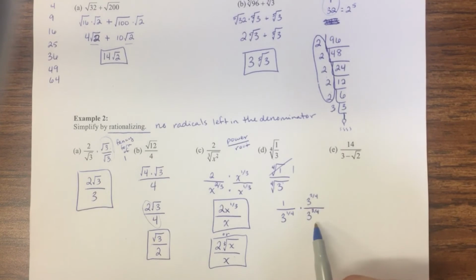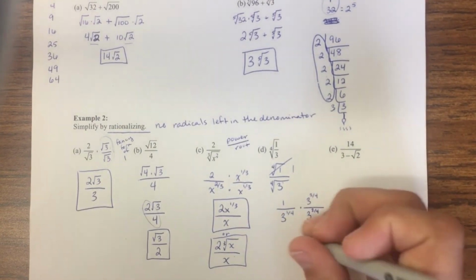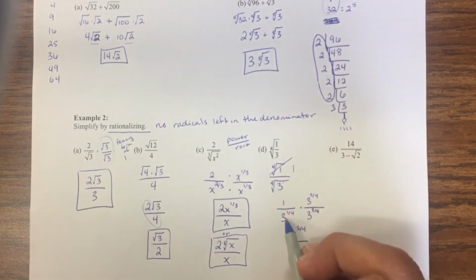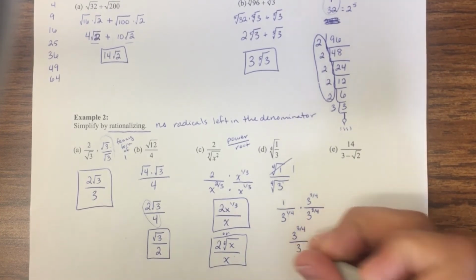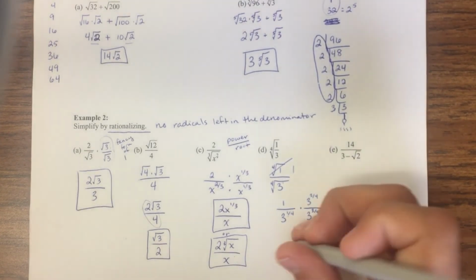This is our fancy version of 1 again, right? Because it's the same thing over the same thing. So on the top, that's now going to leave me 3 to the 3/4. And on the bottom, 1/4 plus 3/4 is 4/4, which is just 1. Okay? So this is 3 to the 3/4, so you can leave it like this.